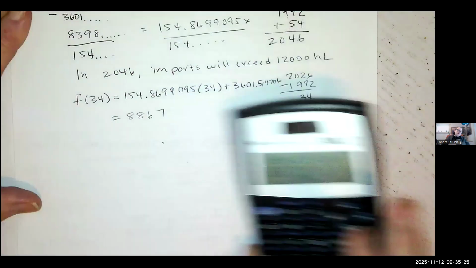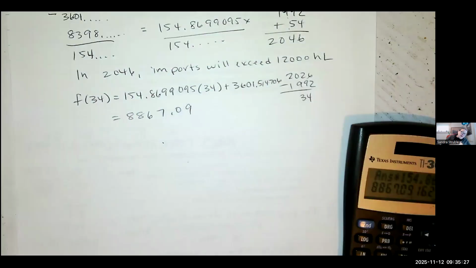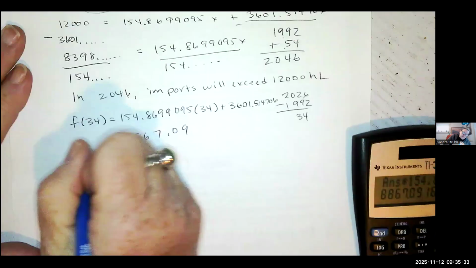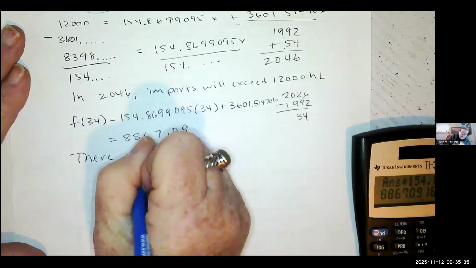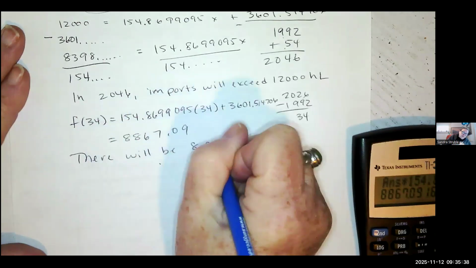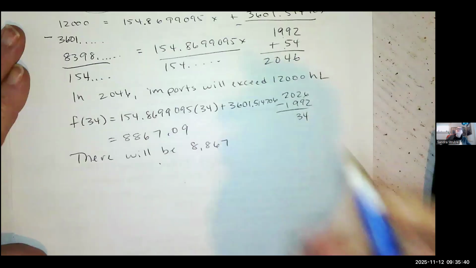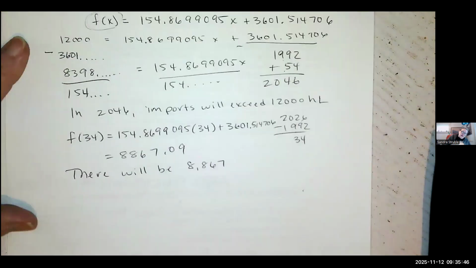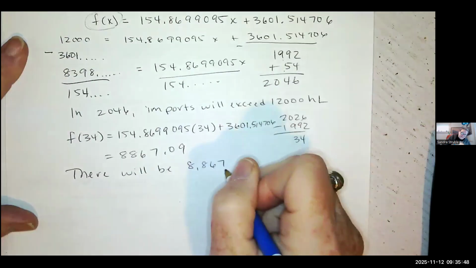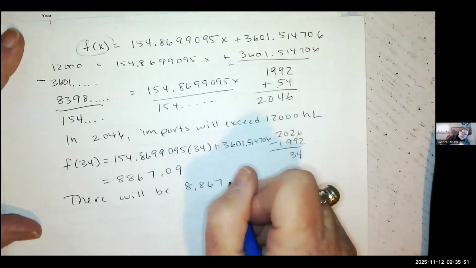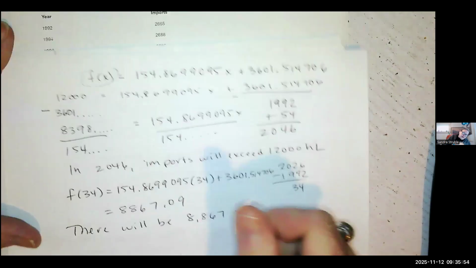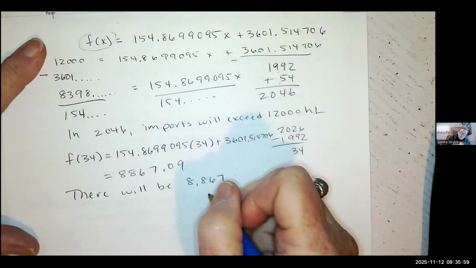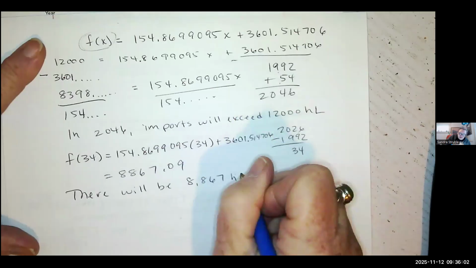Let's stop right there. What is this question again? How many imports will there be in the year 2026? Give an answer with a sentence. There will be 8,867. I'm not going to use a decimal because does our data have decimals? No, it does not. So I'm not going to provide decimals. So there will be 8,867 imports. Is it hectoliters? How many imports will there be in 2026? There will be, okay, yes, hectoliters of imports in 2026.